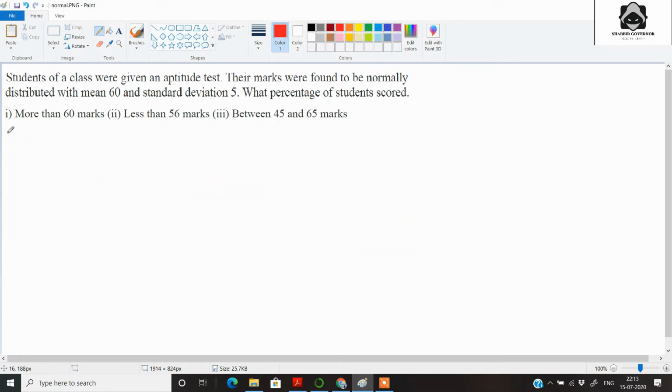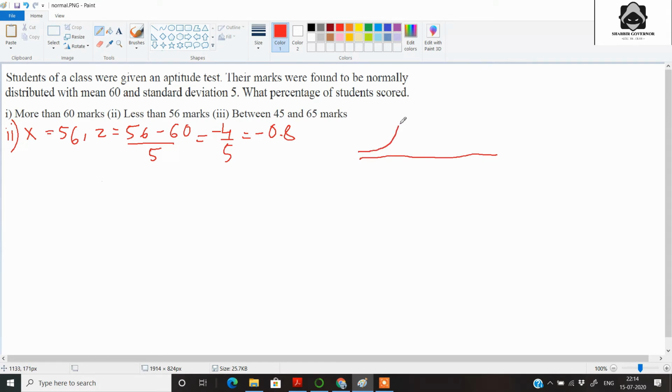Now for question number 2, we have the value of x that is equal to 56. If we convert it to the standard normal distribution, it will be 56 minus the mean, that is 60, upon the standard deviation, that is 5. So this is equal to minus 4 by 5, that is equal to minus 0.8. So we have to find the probability on a standard normal distribution up till the point of minus 0.8.